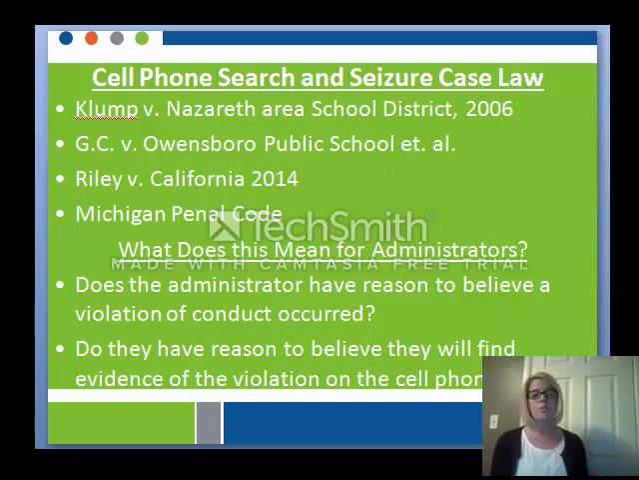Then the school moved to expel the student using that picture as evidence and basing it on their gang policy. The court found in that case that the school was outside their legal bounds because this search was unrelated to the original intent of the seizure, which was just the cell phone policy.